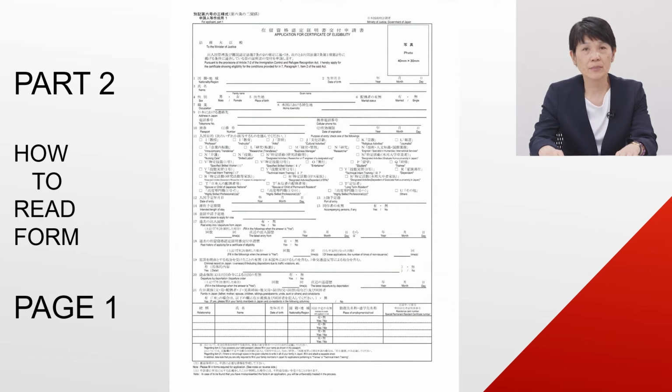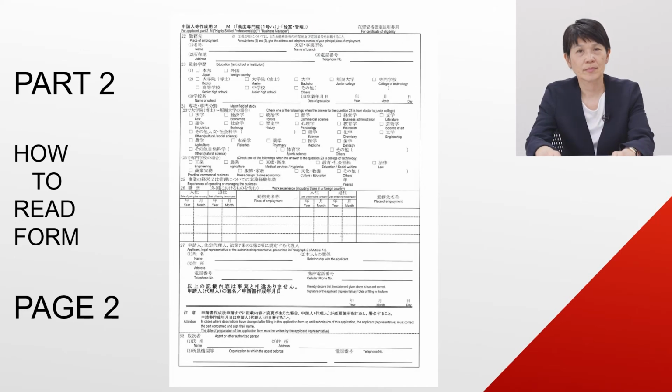And at number 21, your family members, brothers, sisters, cohabitants, you need to fill out the information of them honestly. Since immigration is keen about your relationship with Japan, your honest filling out here is required.